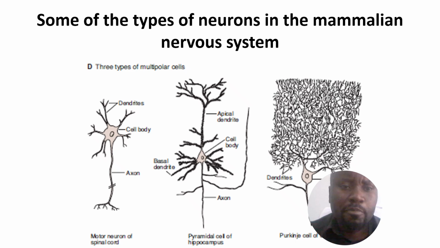So some examples of multipolar neurons: we have the motor neuron of the spinal cord found in the anterior horn of the spinal cord. And then we also have pyramidal neurons in the hippocampus, as well as the cerebral cortex, the motor areas of the cerebral cortex. We also have Purkinje cells found in the cerebellum. You can see the extension of so many processes, and this improves efficiency in terms of receptive capacity of the neuron.